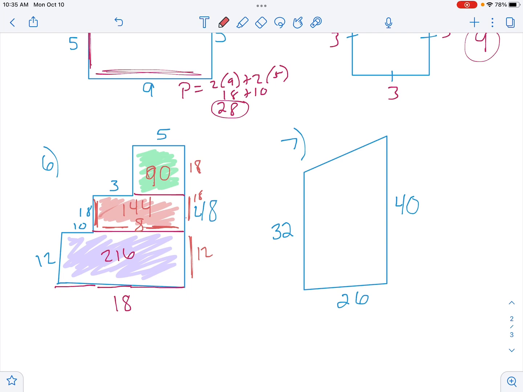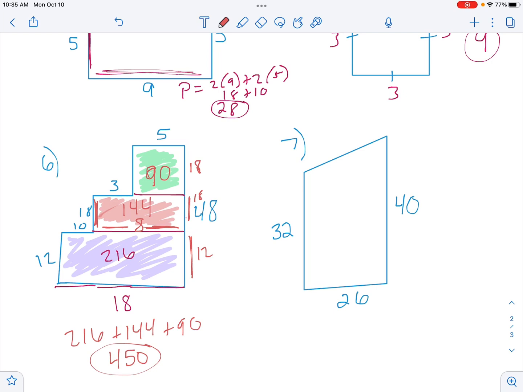But I want the area of the entire figure. So we're going to take all of those areas together and add them up. So we have 216 plus 144 plus 90. So my area, my total area, is 450. Now let's look at the next one.